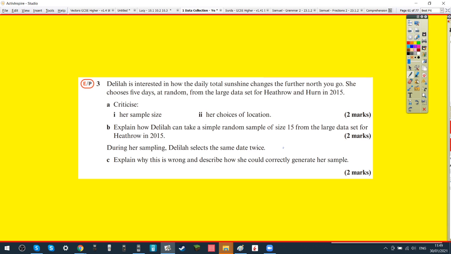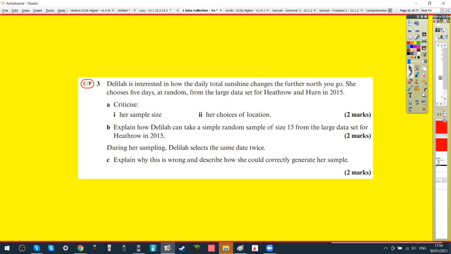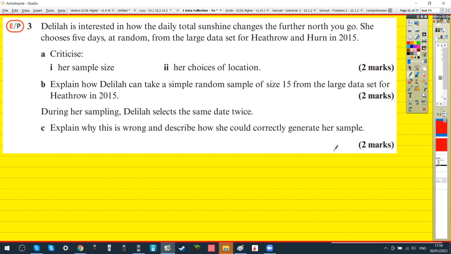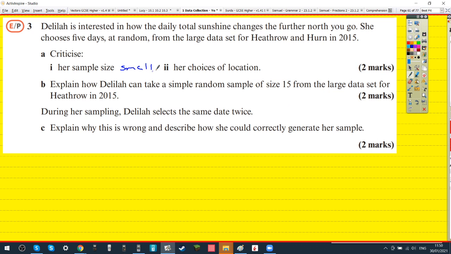Delilah is interested in how this one. What would be A part 1? The sample size is really, really big, so she only chooses 5 days. It's better if she chose more than 5 days because there's such big samples. And her choices of location? Heathrow and Herne are really close to each other. They're in the south. You'd rather take one in Scotland. Yeah, they're very close to each other.